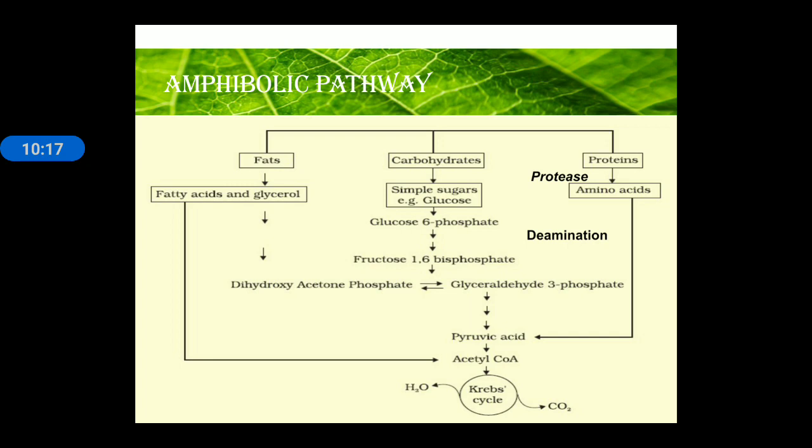The amphibolic pathway involves fats, carbohydrates, and proteins. Protein with the help of enzyme proteases produces amino acids. Carbohydrate will produce simple sugar and glucose. Fat will produce fatty acid and glycerol. So glucose will produce glucose 6 phosphate, and glucose 6 phosphate will convert into fructose 1,6 phosphate. These are the steps from glycolysis. From this slide we can conclude in a single line that in respiration there is breakdown of substances, but simultaneously formation of some substances also takes place during this process. That's why this is known as the amphibolic pathway.